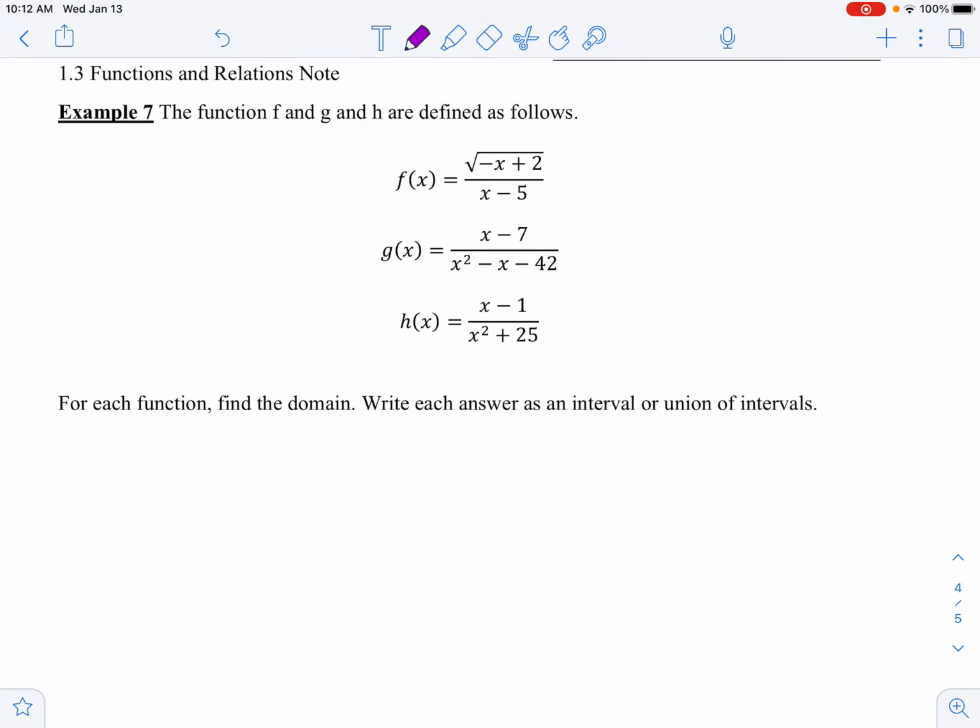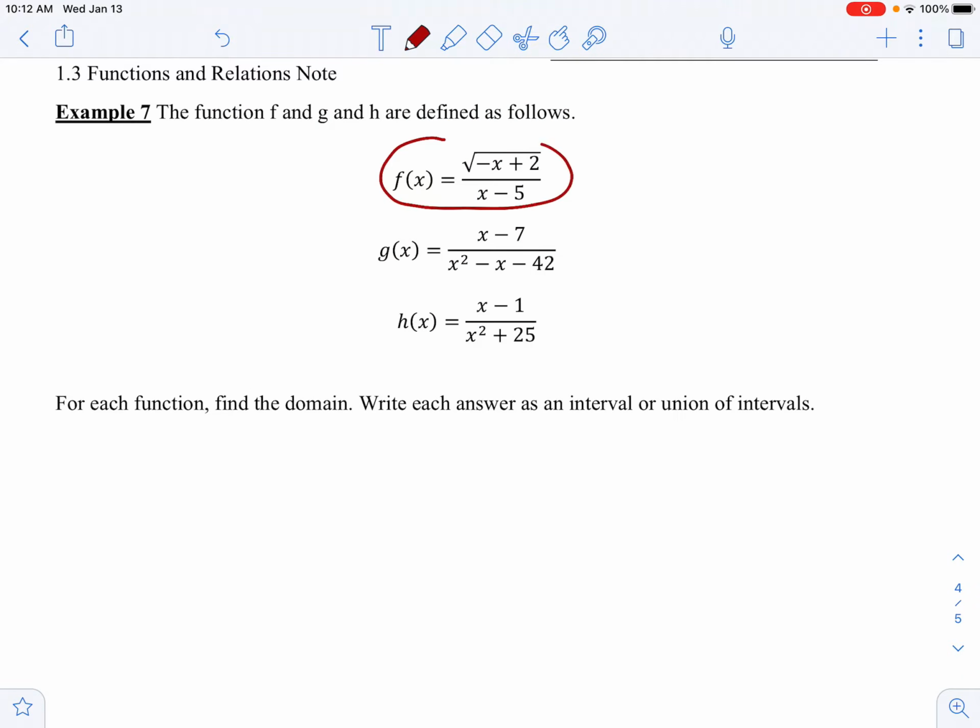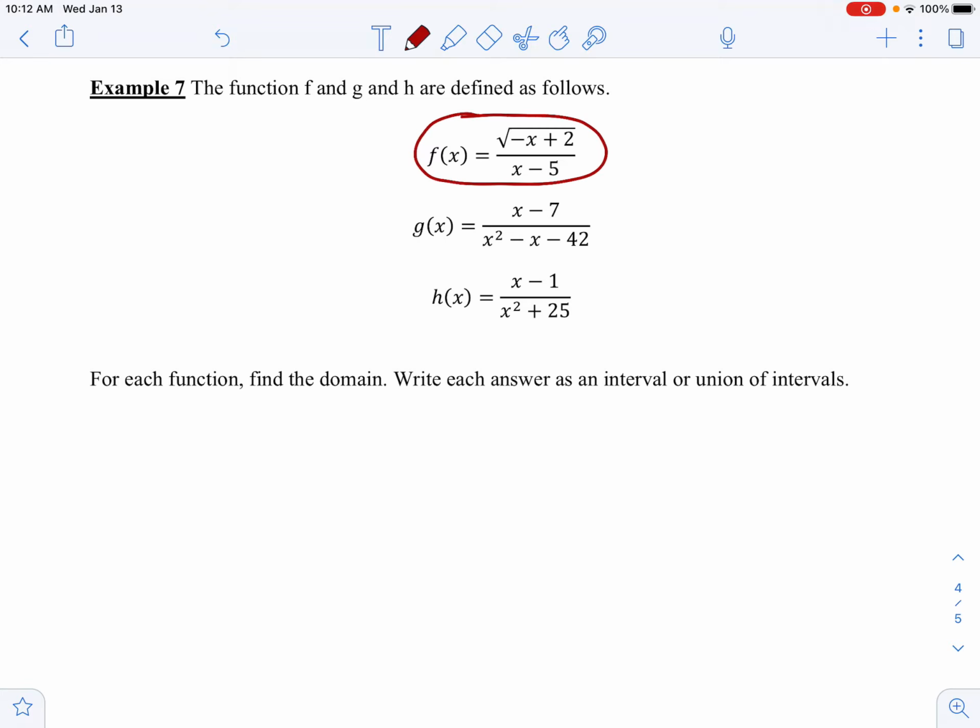So let me go ahead and find the domain of f of x first. For f of x, we need to look at 2 things here. First, we want to find the excluded values: the denominator cannot be equal to 0. And what else? We want to make sure that the radicand is greater than or equal to 0, so that we don't have any negative numbers under the square root. All right, let's solve these 2 conditions and find their intersection.